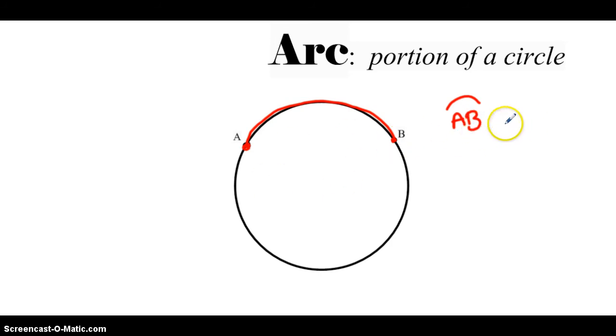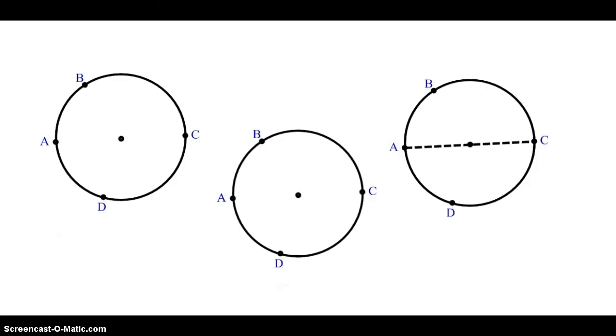Like when we name a segment, it's a segment and then AB. If I'm talking about the measure of this arc, I put my little m there for measure and then arc AB. And that would give us the degree measure of the arc, which we'll talk about in a second. Okay, so there are three types of arcs. Our first arc is what we call the minor arc. The minor arc is an arc that measures less than 180 degrees.